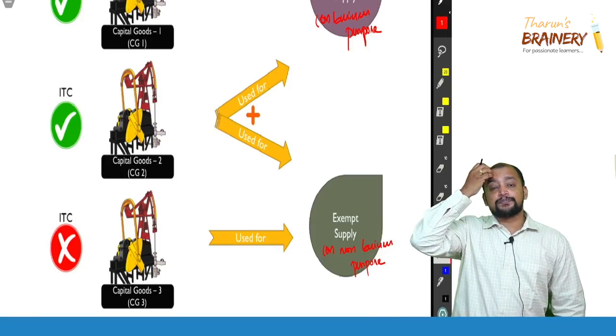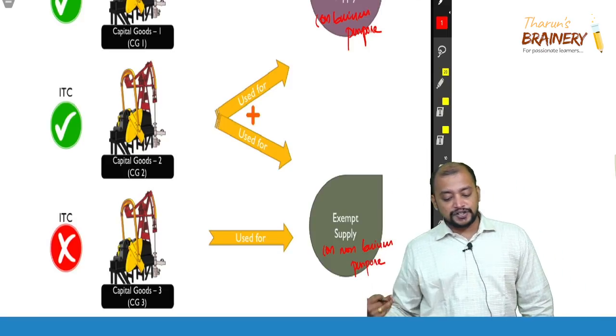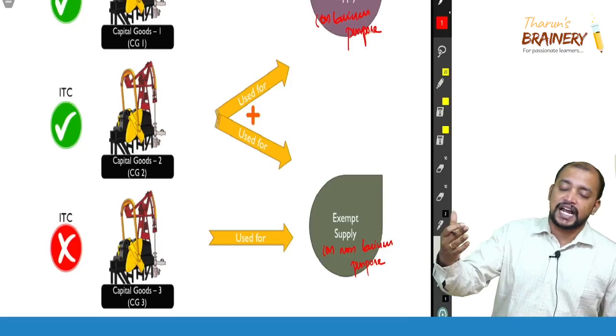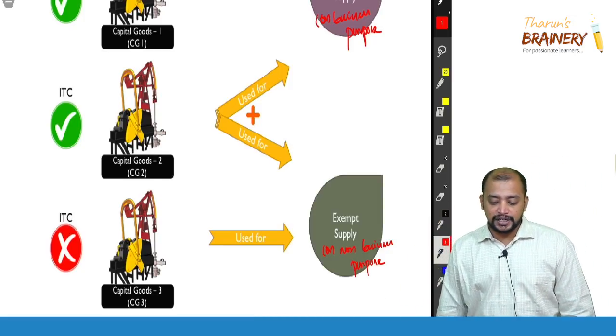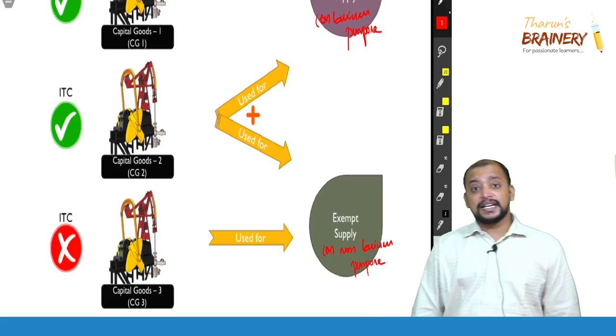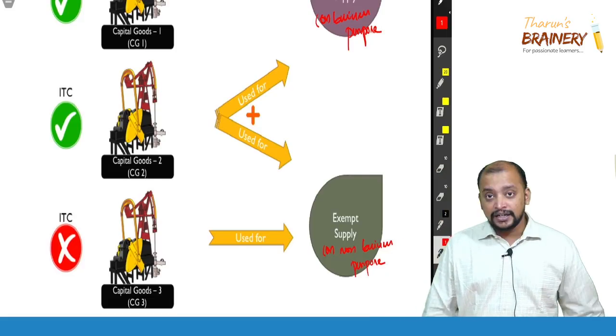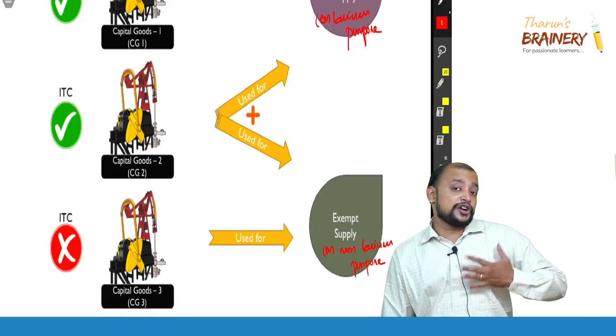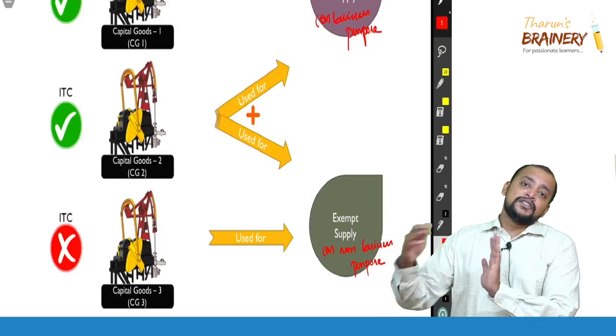Whenever capital goods are partly used for business purpose and partly used for exempted supply, like partly used for taxable and business, partly for exempted or non-business purpose, then ITC can be availed. Yes, ITC can be availed. But that ITC availed, we cannot fully avail. We need to reverse it for the next 60 months.